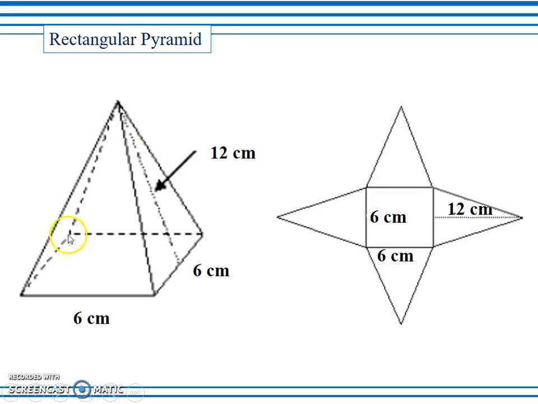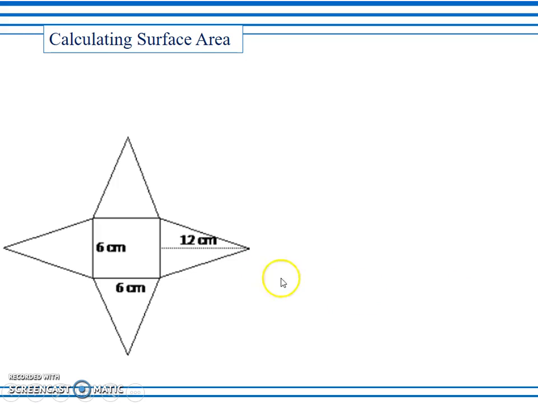Sometimes it's easier to understand a 3D shape if we unfold it. So this is what we call a net, and this square base is from here on our 3D model. And then here we have the 4 triangles that all meet at the apex. So we know the slant height is 12 centimeters, and we know that each side of the base is 6 centimeters. So let's calculate our surface area.